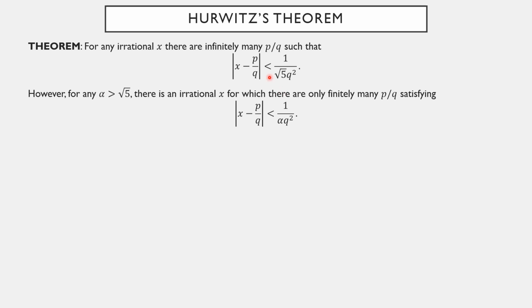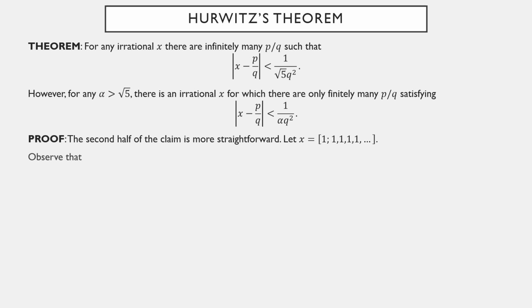So specifically, putting a root 5 here, there will be infinitely many rationals for any irrational x. However, if you tried to put something larger than root 5, we're going to find a specific x for which this only happens finitely many times. And that second half is actually easier to prove. Just start off with x being the continued fraction whose partial quotients are all 1. We've already seen that larger partial quotients allow you to achieve tighter error estimates here. So let's assume the partial quotients are as small as possible.